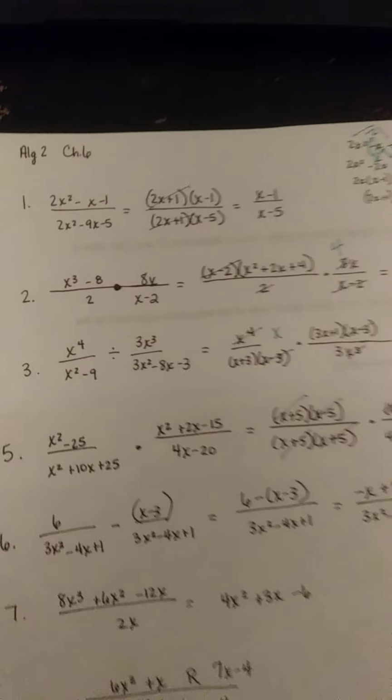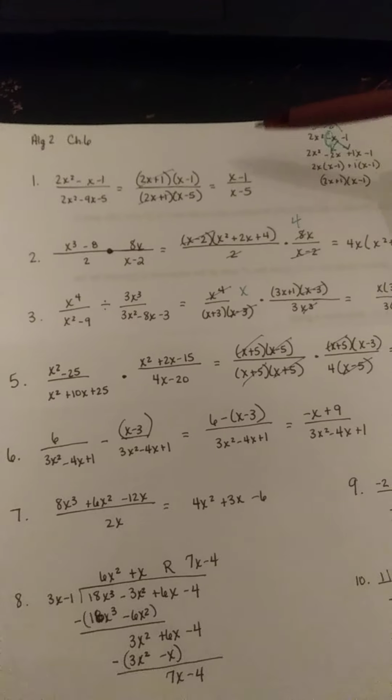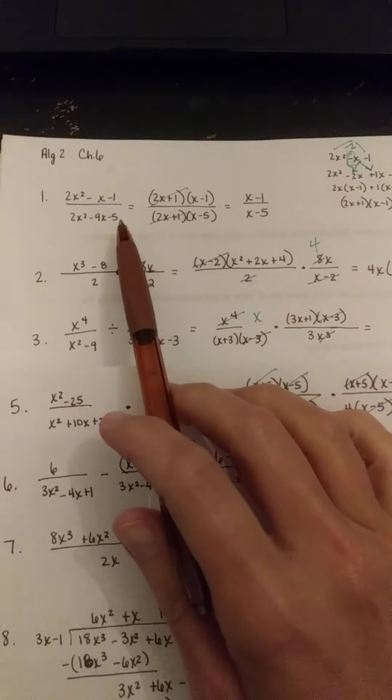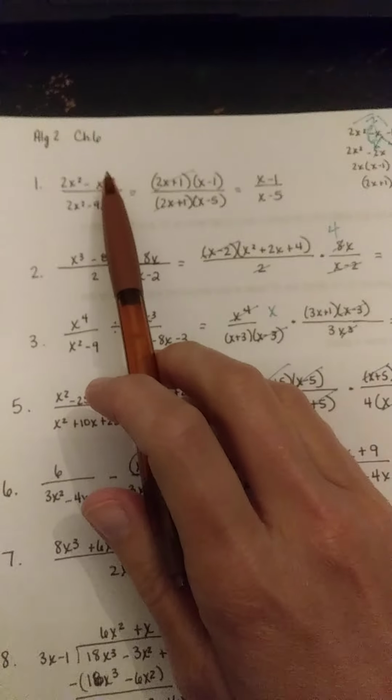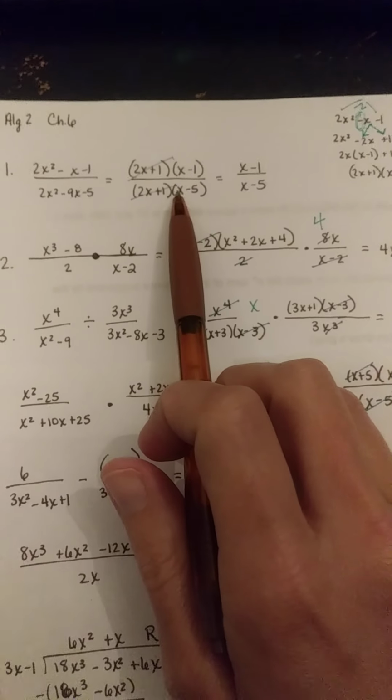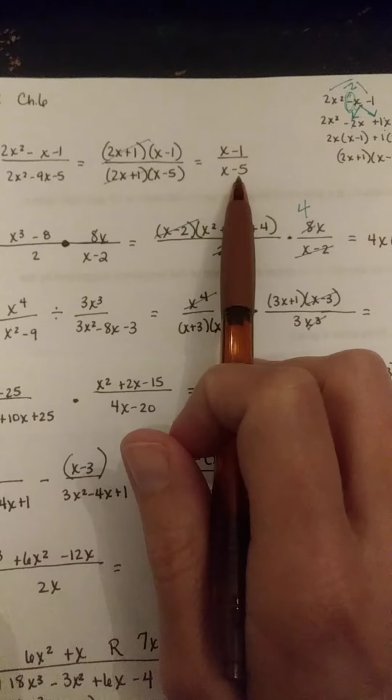And here we go. Just so you know, this is my third time trying to make this video, so if I go too fast, I apologize. So on problem number 1, the main idea here is we need to factor each piece and then cross out what we can, which leaves us with this.